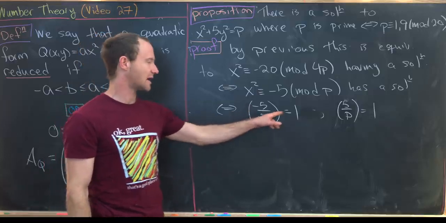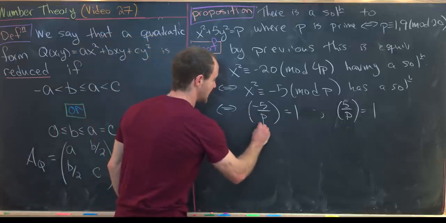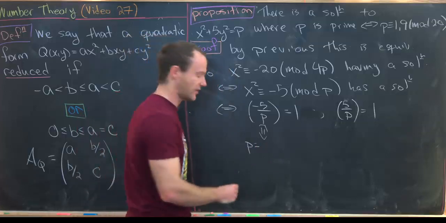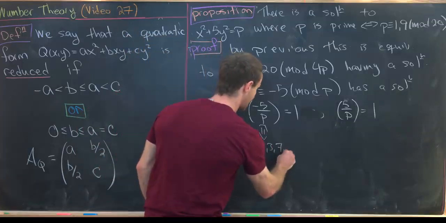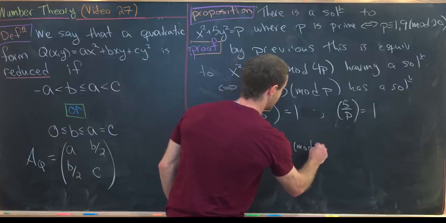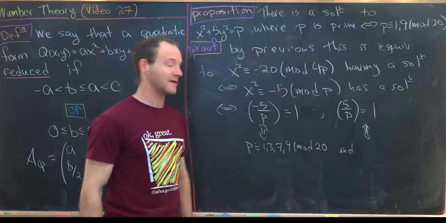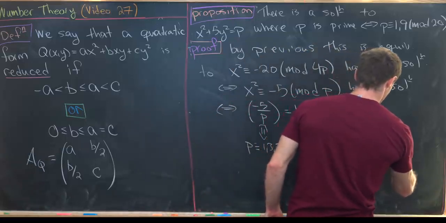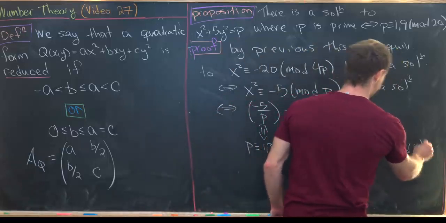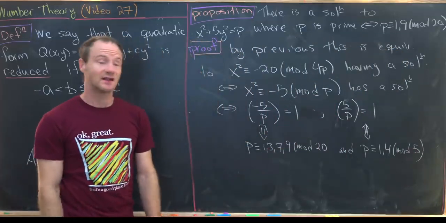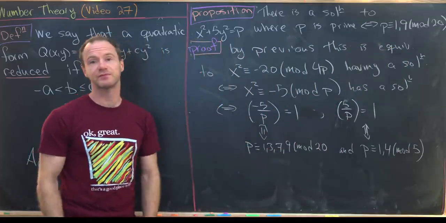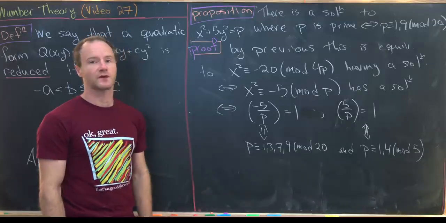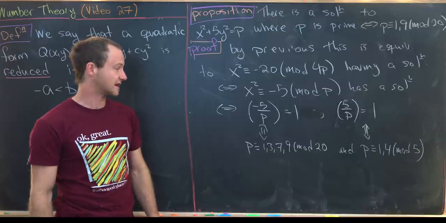So (-5/p) is equal to 1 if and only if we have p is congruent to 1, 3, 7, 9 mod 20. And then (5/p) is 1 if and only if p is congruent to 1 or 4 modulo 5. So again, that's from an exercise in the class that I'm teaching. If you haven't done something like this before, I would implore you to work out some of these examples. They're really helpful for coming to grips with the practice of doing these kinds of things.